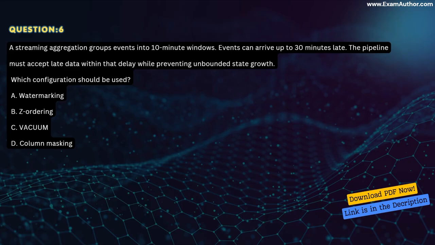Question 6. A streaming aggregation groups events into 10-minute windows. Events can arrive up to 30 minutes late. The pipeline must accept late data within that delay while preventing unbounded state growth. Which configuration should be used? A. Watermarking. B. Z-ordering. C. Vacuum. D. Column masking.